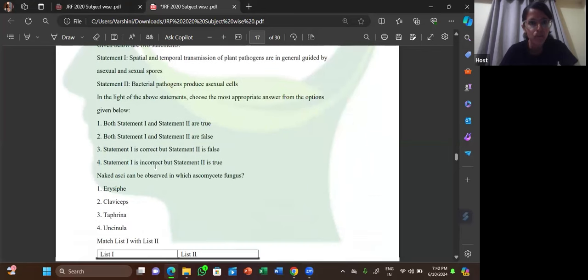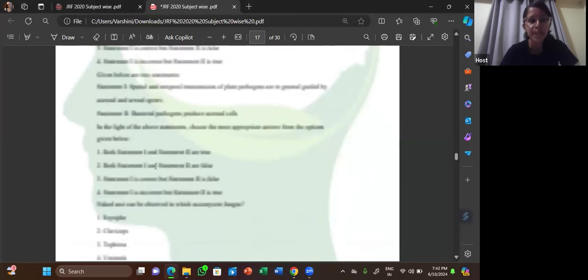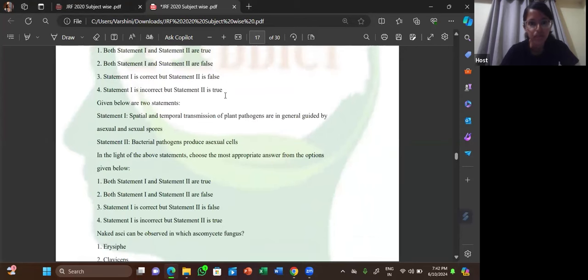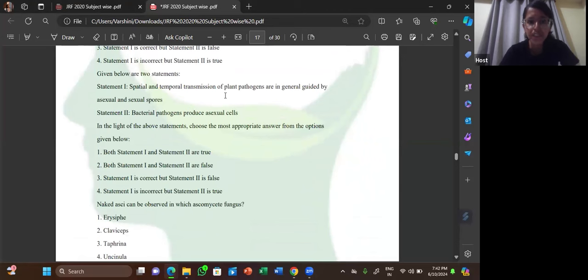Again, there are two statements. Statement 1. Spatial and temporal transmission of plant pathogens are in general guided by asexual and sexual spores. Whereas statement 2 says that bacterial pathogens produce asexual cells. Now you have to say whether these statements are true or false. Okay, I think there are answers. Let me read it.